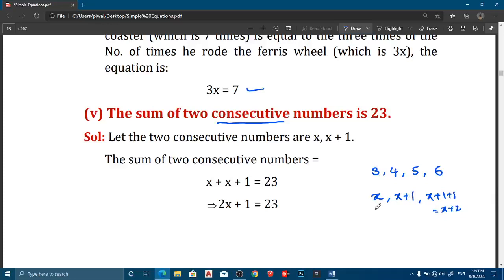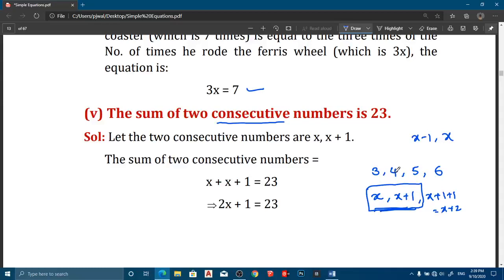But we want only 2 numbers which are consecutive. So always you can take the consecutive numbers in the general form as x comma x plus 1. Like this you can take. One more model also you can take. If we take x minus 1 comma x, these two are also consecutive numbers.